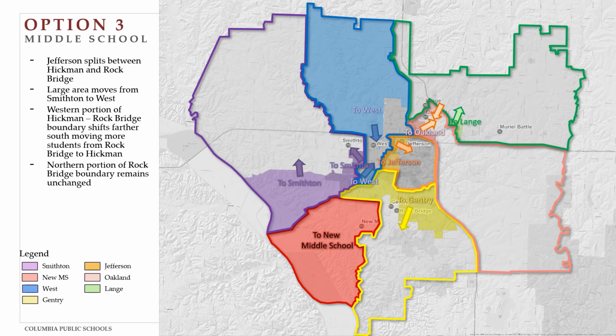Going into the change area a little bit more, you can see again, we have some areas feeding into Smithton from Gentry, from West.